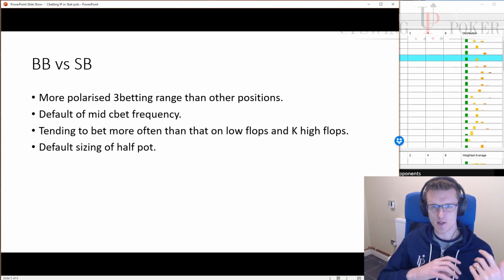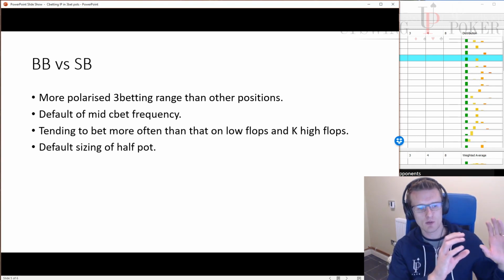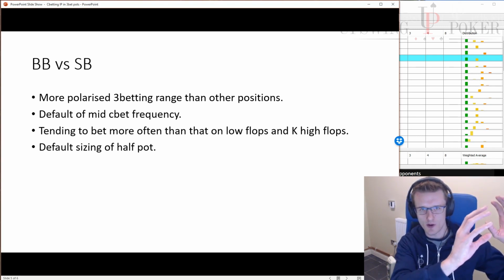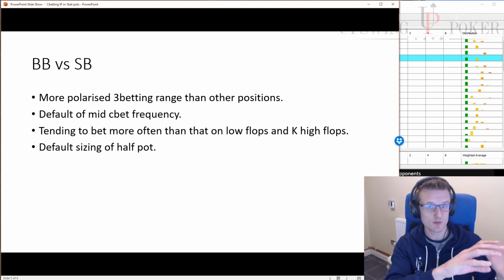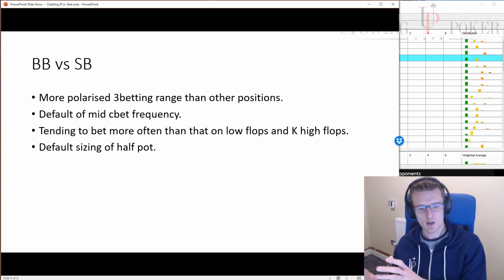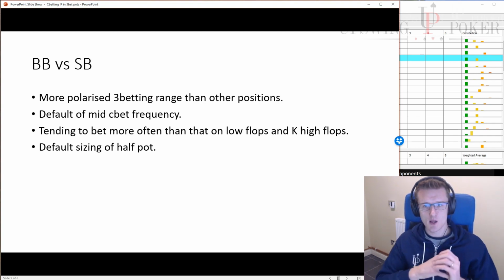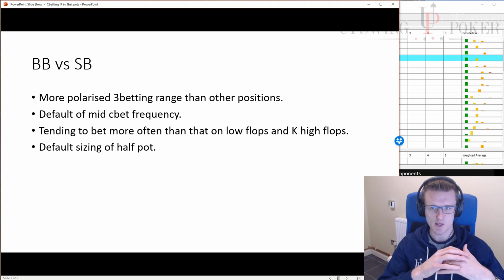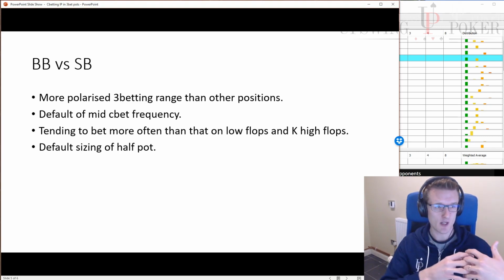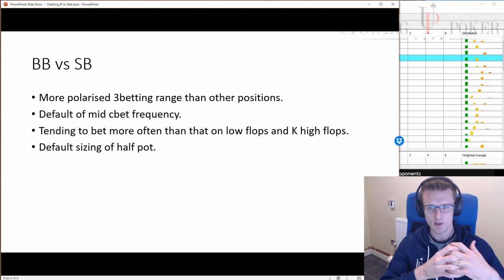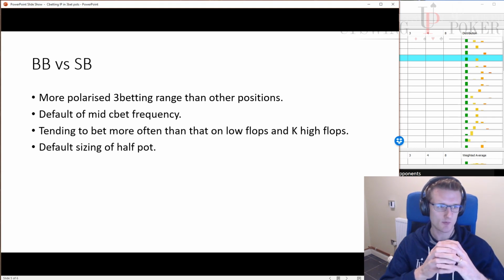So we don't have this thing where we've 3-bet just the top corner of our range, and therefore we're doing really well on the high boards and missing a bunch on the low boards. We're not really having that so much. We're still hitting the low boards more often, and the high boards less often. So things are much more evenly spread, and we can have a default of betting around mid frequency on most flops, and that's going to be absolutely fine.